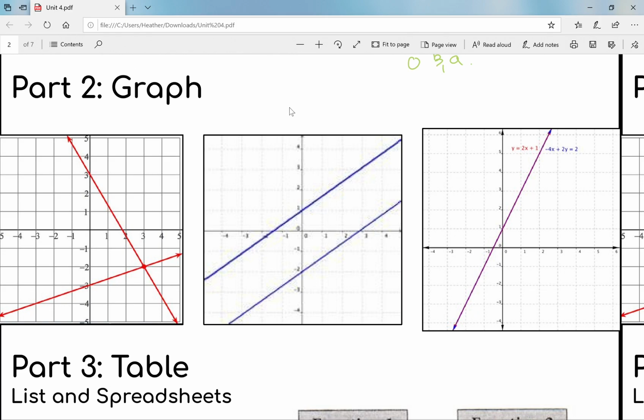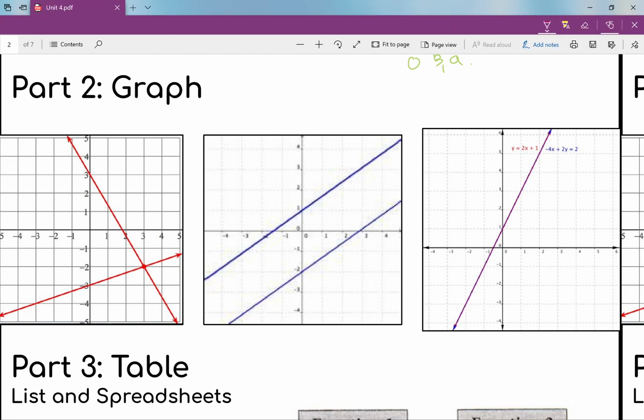System of equations, part 2. So today we're going to talk about system of equations and their graphs. If you look at your notes from last week, part 2 has 3 graphs on it.